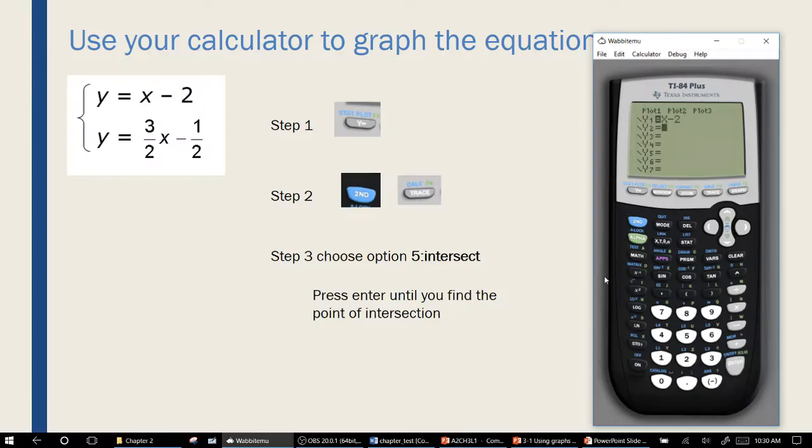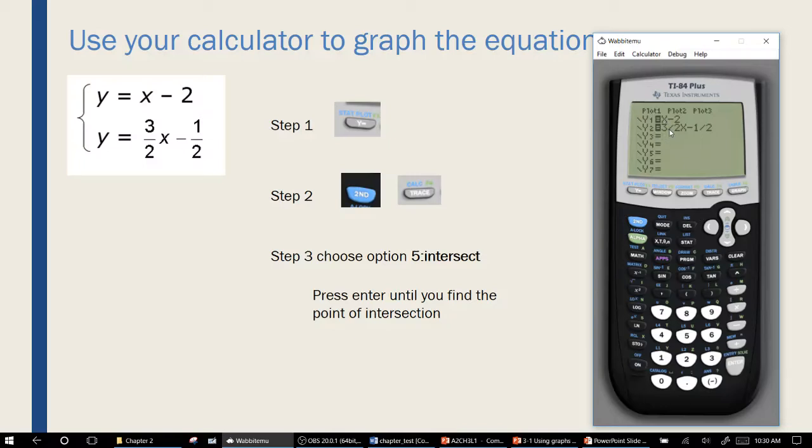And then the next row, we're going to say 3 divided by 2x, go back to your x again, minus 1 divided by 2. Fortunately, the TI-84 Plus knows the order of operations.